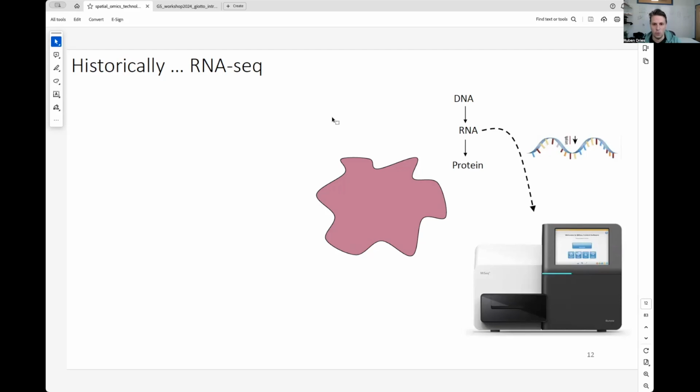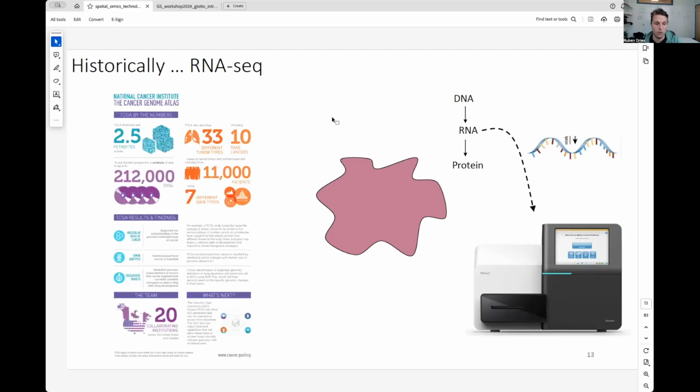So historically, we just took the whole tumor, we isolated RNA or sometimes DNA, depending on what you do, or protein. And that has been really helpful. I think a lot of progress has been made already over the last couple of decades in understanding the RNA profile, the larger transcriptomic profiles.